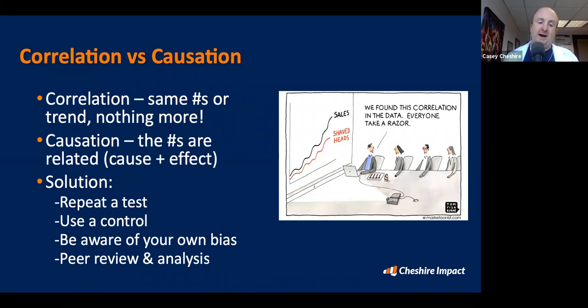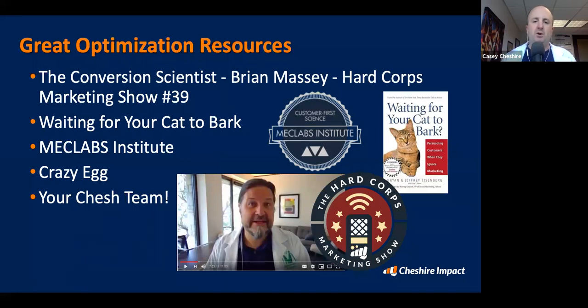And one of the ways to do that is to have a peer review and analysis. Having a coworker look at it, another marketer you trust. I'm happy to look at any test data you have. Just send it to Casey@CheshireImpact.com, and I'll run it through the calculator too. I'll say, this looks related, this looks correlated. If not, I'll tell you that too. But feel free to bounce it off someone to make sure you're not in your own isolated bubble making decisions. And this could be hard, especially if you're a single marketer on your own team.